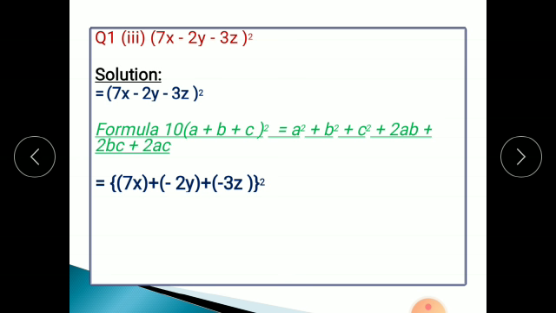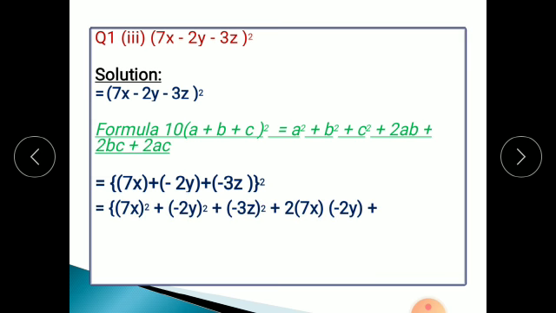Now after doing this, I have to write the right hand side. According to the right hand side, we take the square of the first term plus the square of the second term plus the square of the third term, then plus 2ab plus 2bc, and then plus 2ac. So I have done the square of the first term plus the square of the second term plus the square of the third term plus 2, the first and second term will be multiplied, and then with plus 2 the second and third term will be multiplied, and with plus 2, 7x and minus 3z, means the first and third term.